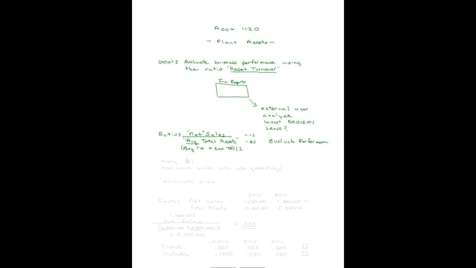And what that tells us is, for every dollar you have tied up in total assets, how much are you generating in sales? Obviously, the better the number, the better you are. I like this ratio because it eliminates size. You can compare small businesses to really large businesses. Small businesses have smaller sales and smaller total assets, and big businesses are the opposite. Humongous sales and enormous amounts of total assets.